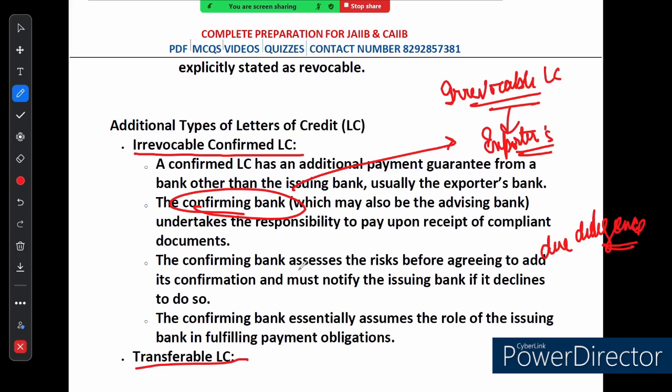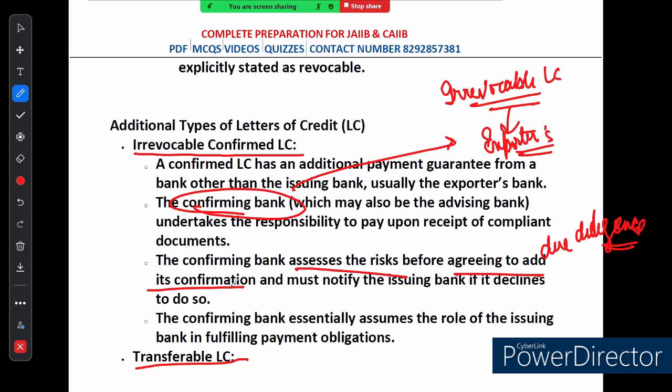That's what it is written. It assesses the risk before agreeing to add its confirmation. So if the risks are deemed too high, the confirming bank has a right to decline the confirmation, and it must notify the issuing bank of this decision. So if it thinks that the risk is too high, then it will not take the risk, right? And it will notify the issuing bank of this decision.